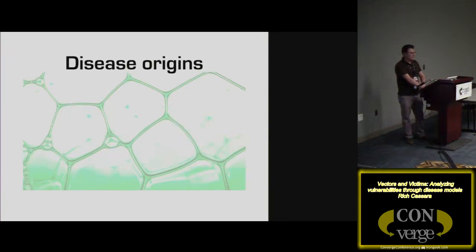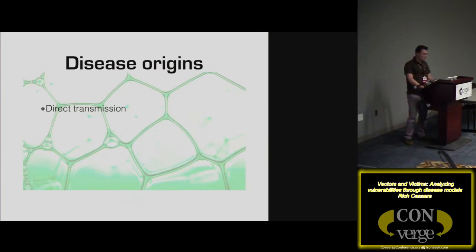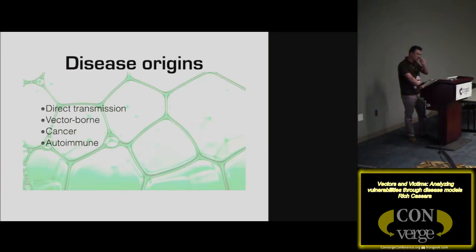So there's a couple different ways that diseases come about, different disease origins. The most simple is direct transmission. Then we have vector-borne diseases. These are all ones I'm going to go into depth into each of these categories. There's more categories, but I did not go through all of them. Cancer is its own separate thing that can happen. And then we have the autoimmune diseases. And I'll touch on each of these to a different extent.